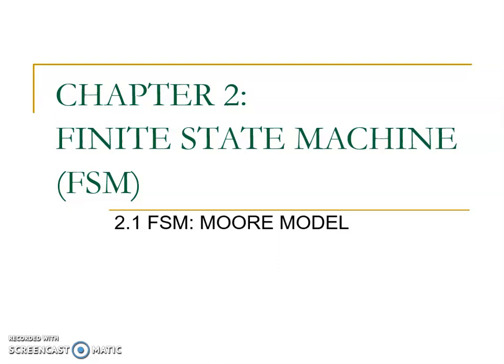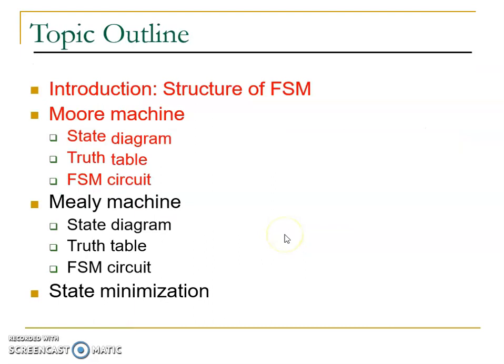So this is chapter 2, which is finite state machine. First of all, finite state machine has two types or two models, which are the Moore model and another one is the Mealy model. So this is the Moore model.